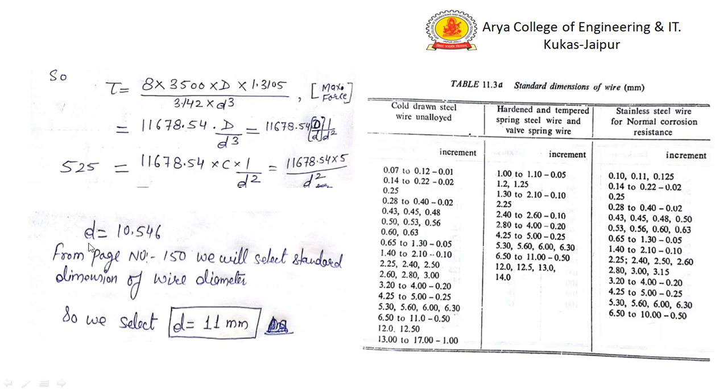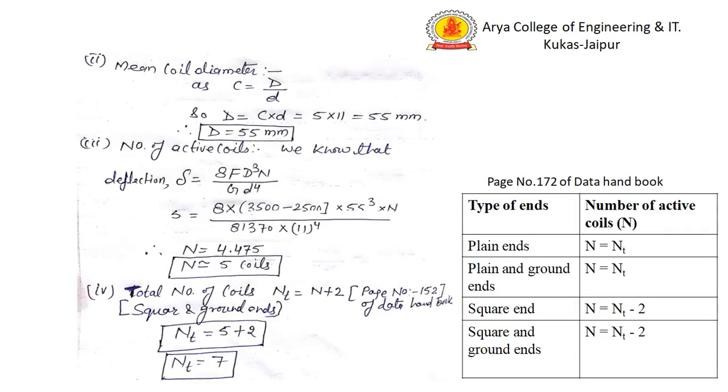So for d, for our case, d is equal to 10.546. So we can take either 10.5 or 11. So we select the larger value of d, that is equal to 11 mm. Now the mean coil diameter is calculated from the spring index. We know that C is equal to capital D by small d, and C is 5 and small d is 11. So capital D, the mean diameter, is 55 mm.